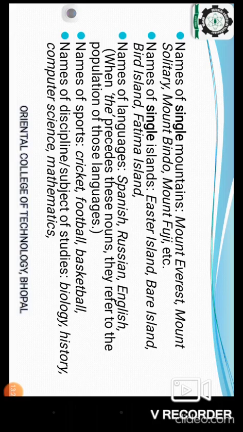Names of single mountains: Mount Everest, Mount Solitary, Mount Bindo, Mount Fuji, etc. Names of single islands: Easter Island, Bear Island, Bird Island, Fatima Island. Names of languages: Spanish, Russian, English. When the precedes these nouns, they refer to the population of those languages. Names of sports: cricket, football, basketball. Names of disciplines or subjects of study: biology, history, computer science, mathematics.